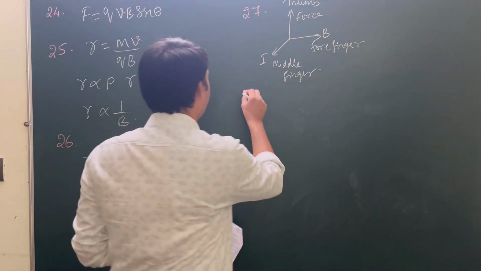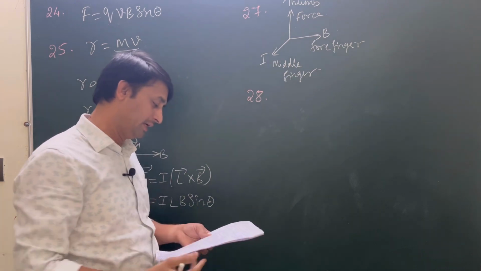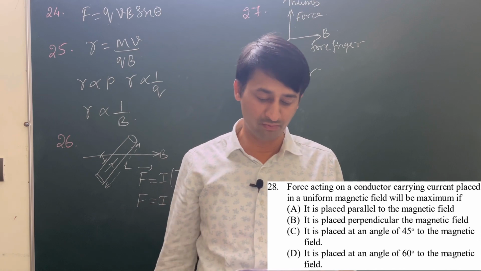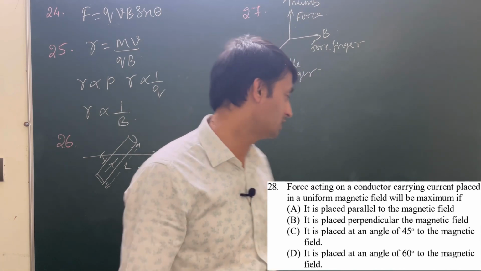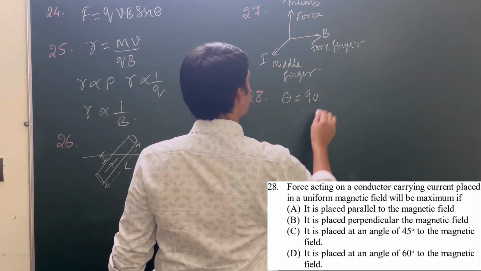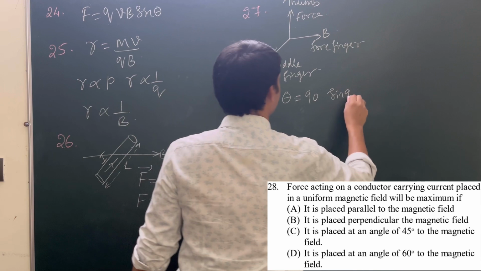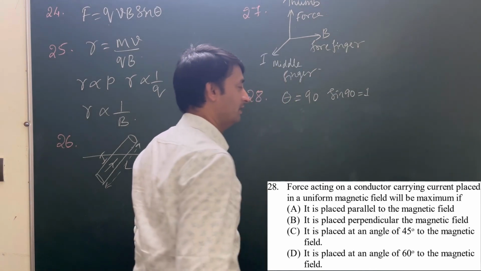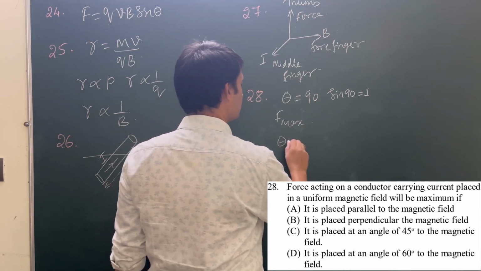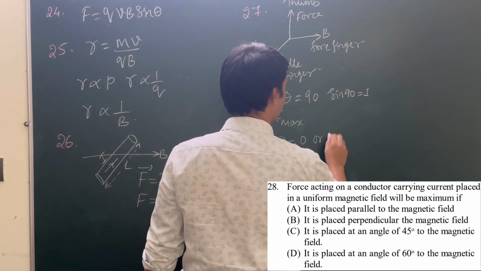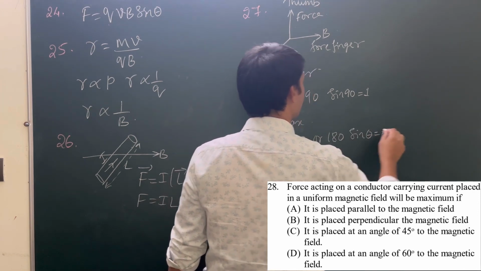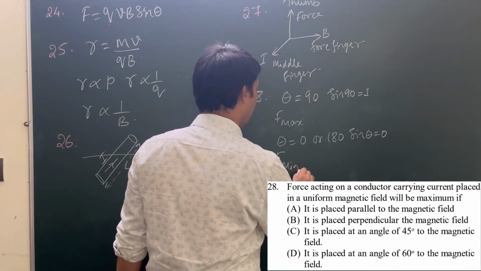Next, question number 28. What does it say? Force acting on the conductor carrying current placed in a uniform magnetic field will be maximum. When is force maximum? When theta is equal to 90. When theta is 90, what is the value of sin 90? Sin 90 is equal to 1, so force becomes maximum. When theta is equal to 0 or 180, sin theta will be equal to 0, so the force becomes minimum.